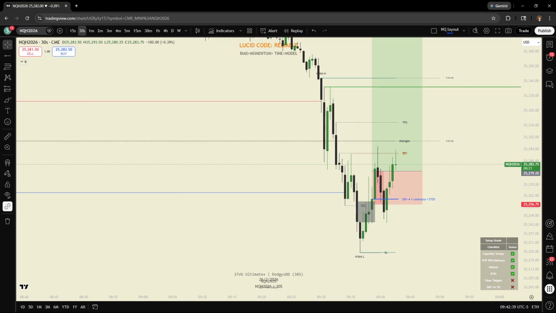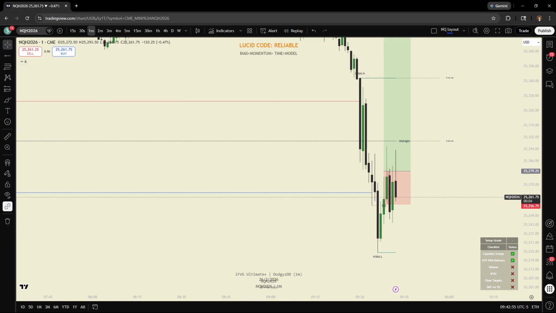Let's see if we get this. There's also a volume imbalance too. If we close above that and the order block, that would be bullish. But if we don't get it, we don't get it. So it looks like it's not going to be traded here.